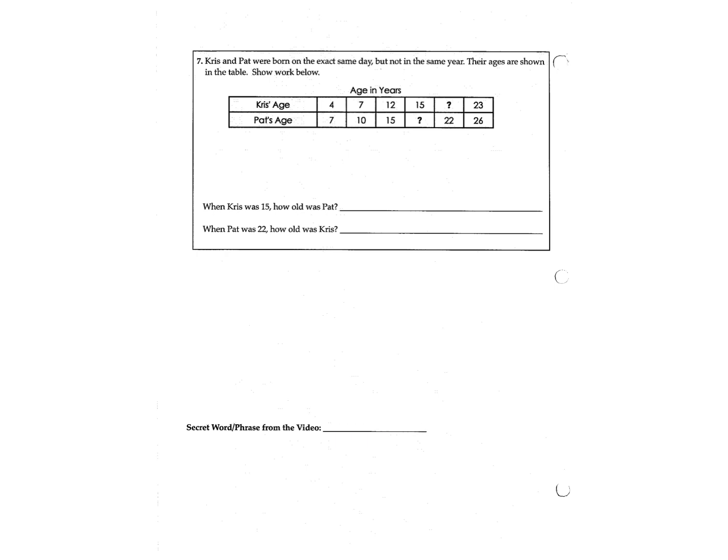Number 7, Chris and Pat were born on the exact same day, but not the same year. Their ages are shown in the table. Show work below. Again, we don't have that rule box, but we can add it on. From Chris's age in the input to Pat's age in the output, these numbers are going up. How are they going up? I don't think it's multiplication. Let's try addition. 4 plus something equals 7. I can find my missing number by saying 7 minus 4 equals 3. So I think my rule might be add 3. It works for the first one.